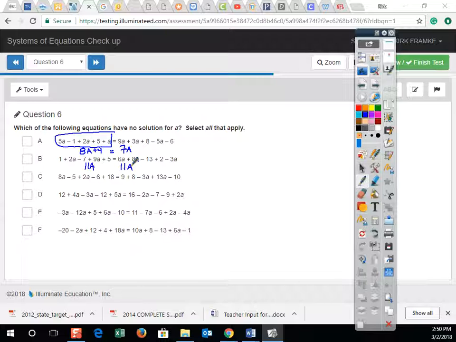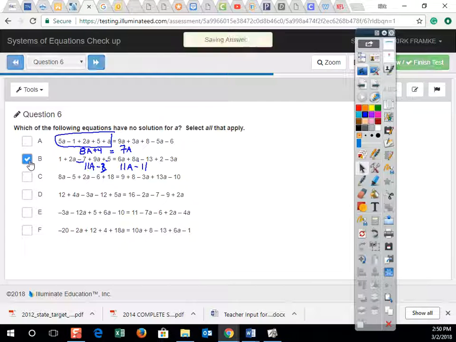So let's look at the plain numbers. Negative 7 plus 5 is negative 2. Negative 13 plus 2 is negative 11. Well, wait a second, we have this one over here. I forgot about that. So that would make that 3. Still not the same. So we have the same slope and different y-intercepts. That means the lines are parallel. We'll have no solution. All right.